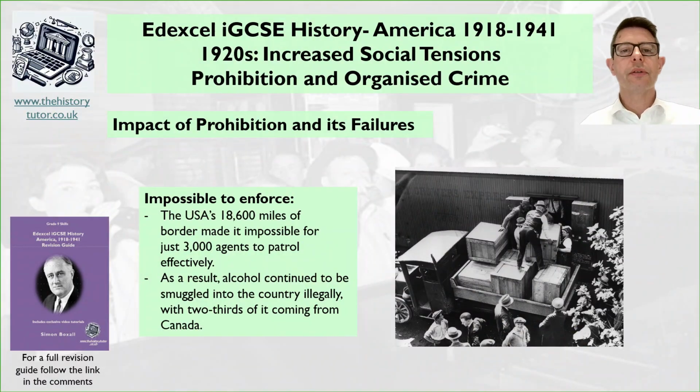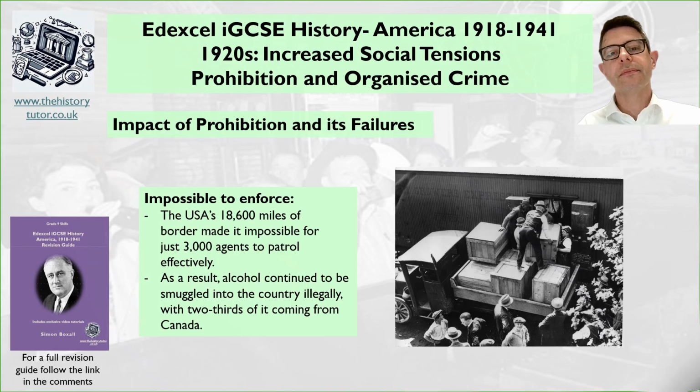It was also argued it was impossible to enforce, in terms of why it failed. The USA had 18,600 miles of border, and it was impossible for 3,000 agents to patrol this. Therefore, alcohol continued to illegally come into the country. 2/3 of the alcohol came from Canada.